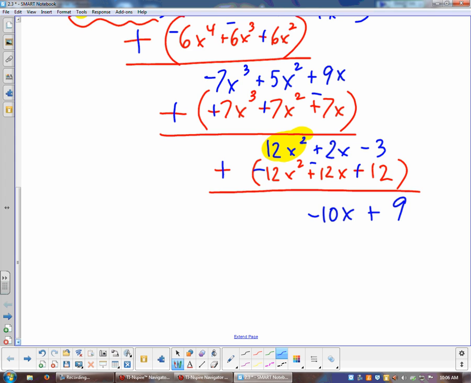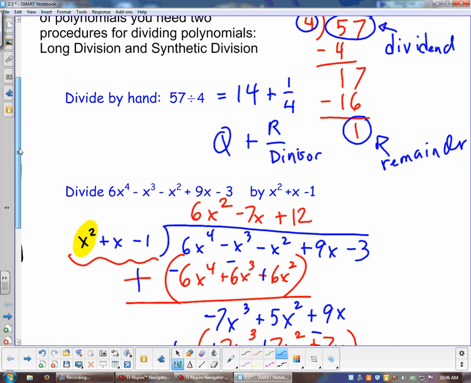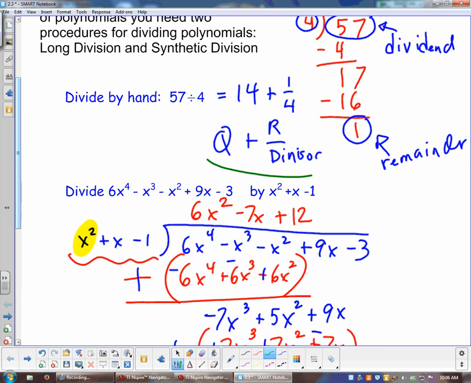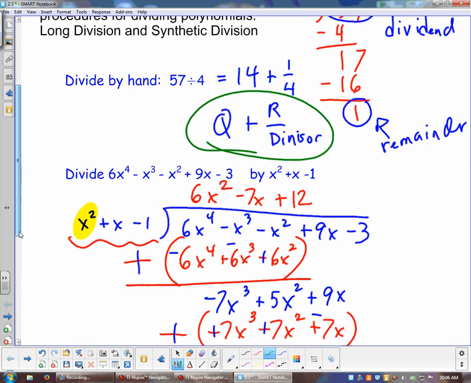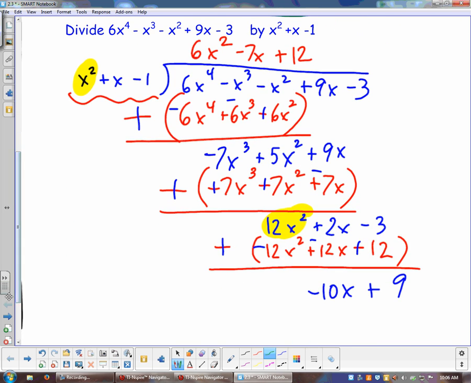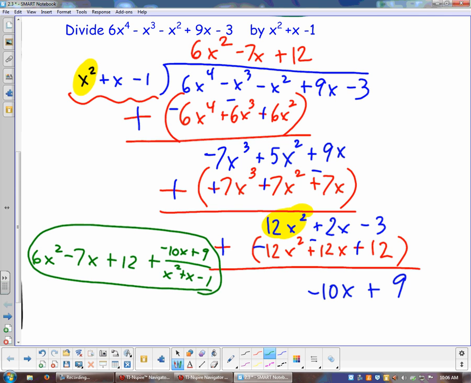So how are we going to write our answer for this problem? Remember, we want to write our answer as quotient plus remainder over divisor. So 6x squared minus 7x plus 12. So I'm going to write plus a negative 10x plus 9 over x squared plus x minus. All right, so this is my answer for this problem. Are we okay with this?